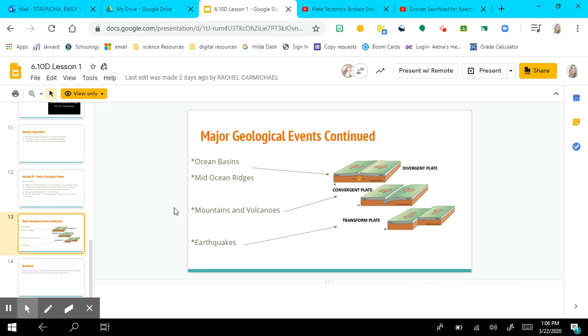In our transform plates, earthquakes are created. When these plates slide past each other, that is when an earthquake happens at these fault lines. Again, when I was talking about a convergent plate, when one plate goes beneath the other, this crust gets melted, and then it heats up and rises, and that's where all our volcanoes can occur.